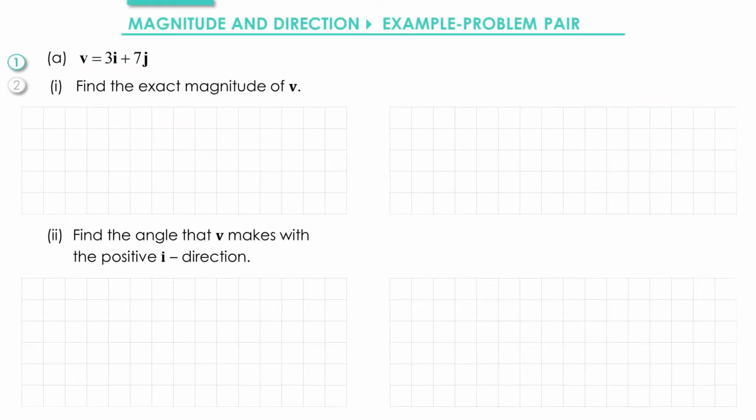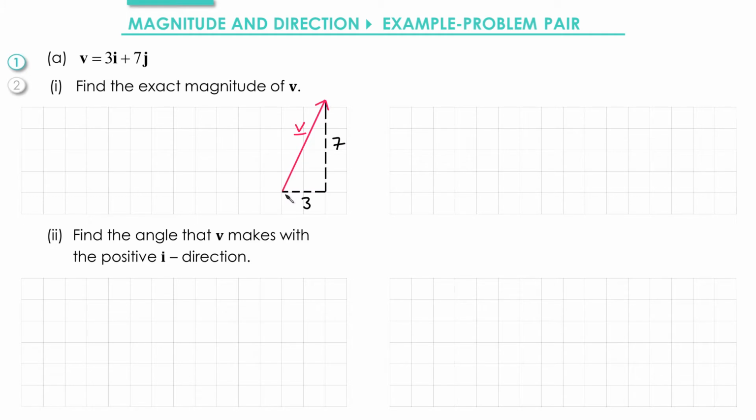Okay, in this example, we're going to be looking at the magnitude and direction of vectors. There are two main parts to this question, and each of those parts has two subparts. So in part A, we're told that v equals 3i plus 7j. And first we need to find the exact magnitude of v. Let's start with a diagram. We have our vector v, which is going to the right and up. The vector goes 3 in the i direction and 7 in the j direction.